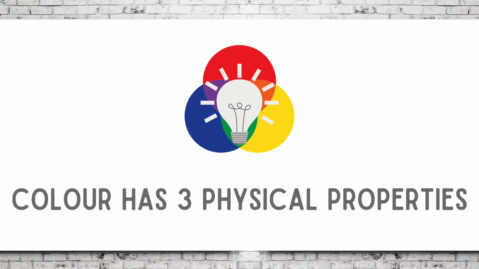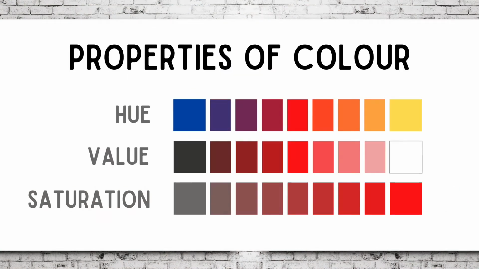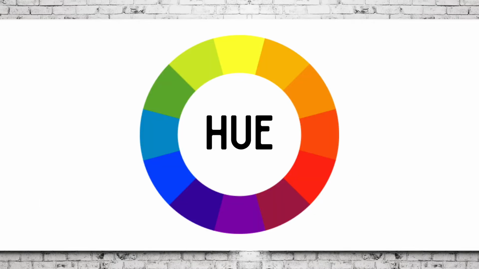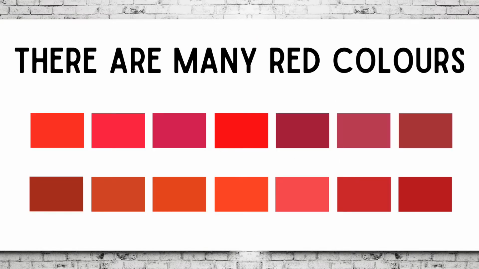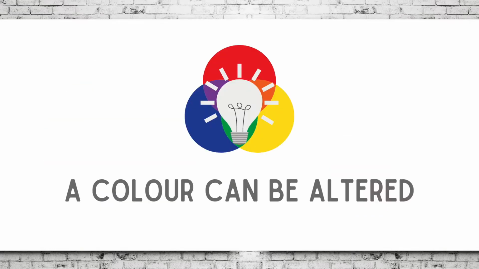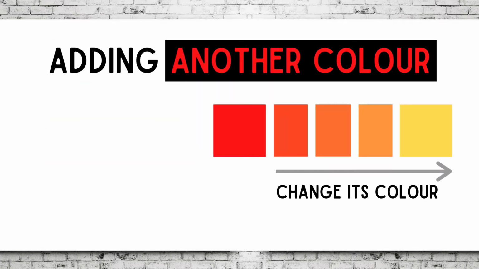Color has three physical properties: hue, value, and saturation. A hue refers to the purest of colors that correspond to the colored wavelengths of light. You can find these colors on the outermost ring of a color wheel. For example, there are many red colors, which are all derived from this red hue. So we can say that this red hue is the parent color. This turquoise color belongs to the blue-green hue, and this pinkish color belongs to the red hue. A hue or a color can be altered by adding another color to it.